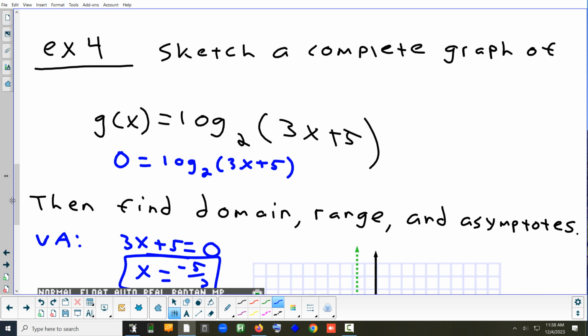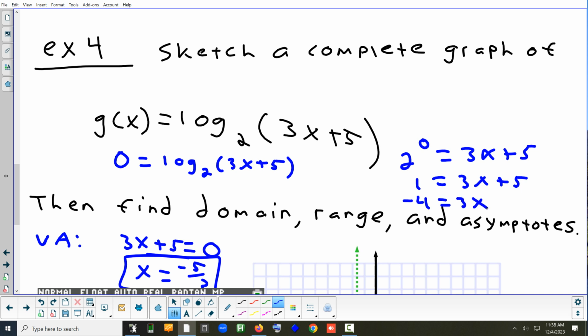So you can do 2 to the 0 equals 3x plus 5. You could change it to exponential form. 2 to the 0 equals 3x plus 5, meaning 1 equals 3x plus 5, and then basic math. Bring that over. We get -4 equals 3x. So it crosses the x-axis at -4/3, or -1.3. That's exactly where it crosses.